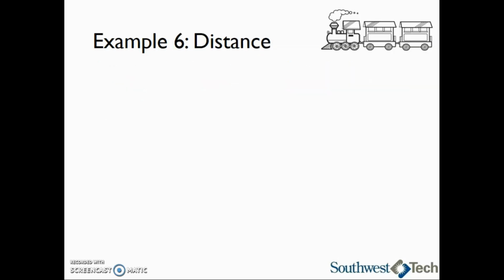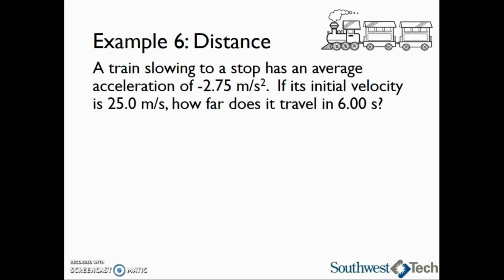Let's take a look at one more example of the accelerated motion equations. A train slowing to a stop has an average acceleration of negative 2.75 meters per second squared. If its initial velocity is 25 meters per second, how far does it travel in 6 seconds? First, let's write down all of the information we are given. We know that the acceleration is negative 2.75 meters per second squared. Since it is negative, it just means that the train is slowing down. The initial velocity is 25 meters per second, and the time is 6 seconds. We are trying to find how far it travels, or the displacement s.